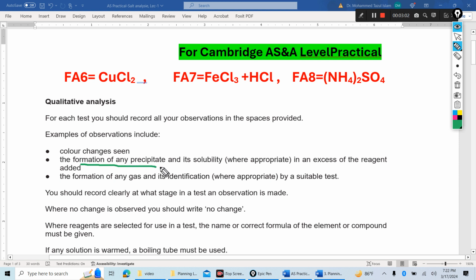The formation of any precipitate, if any precipitate is formed, you write what color precipitate, you first mention that. Then on adding excess sodium hydroxide, this precipitate dissolves or not. If it dissolves, you write precipitate dissolves, and you also write what color solution. If a colorless solution is formed, you will write precipitate dissolves and colorless solution is formed. If the precipitate does not dissolve, you can write precipitate does not dissolve or precipitate is insoluble.